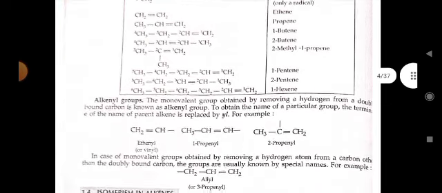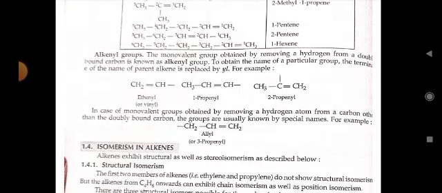1-hexene. Alkenyl groups. The monovalent groups obtained by removing a hydrogen atom from a doubly bonded carbon atom are known as alkenyl groups. To obtain the name of a particular group, the terminal e of the name of the parent alkene is replaced by "-yl". For example, ethenyl, 1-propenyl, 2-propenyl. In case of monovalent groups obtained by removing a hydrogen atom from a carbon other than the doubly bonded carbon, the groups are usually known by special names, for example allyl or 3-propenyl.